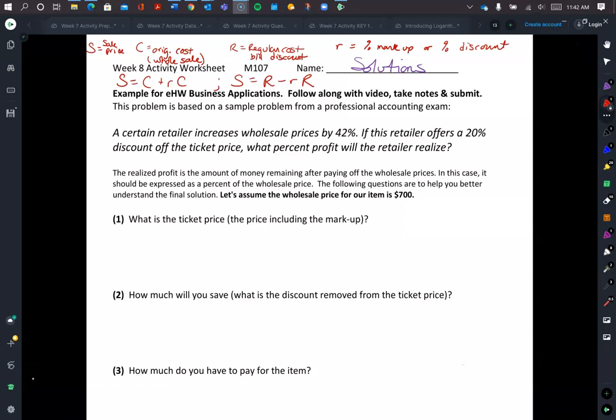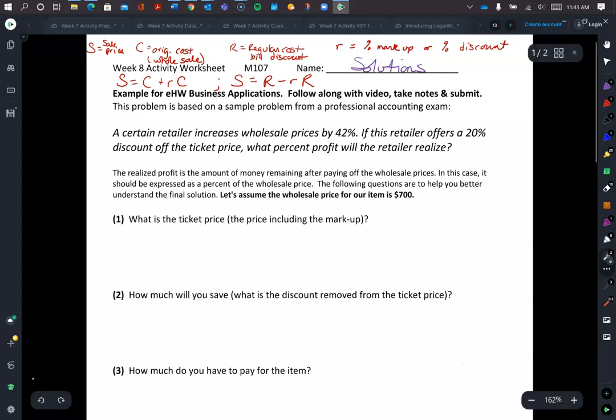So to start off, it might be a good idea to just review the symbols and the formulas that we've been using for the lesson. S equals C plus RC, that is the sale price equals the original cost or wholesale cost plus the percent of the markup times the wholesale price. So this is like our whole markup in dollars.